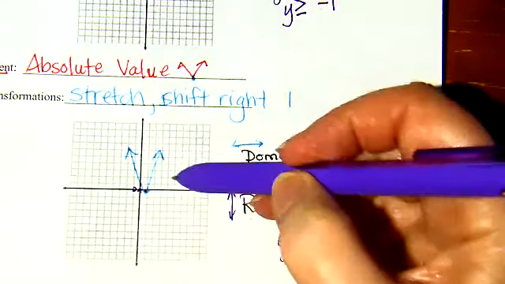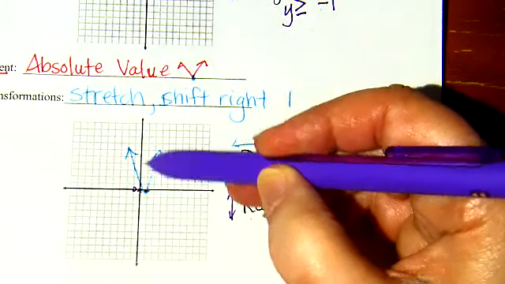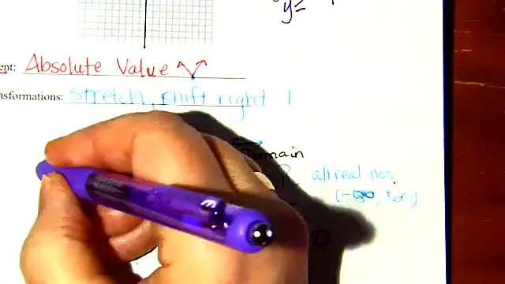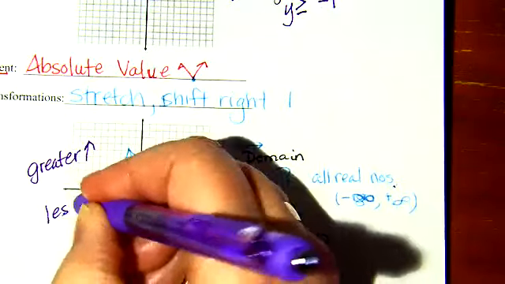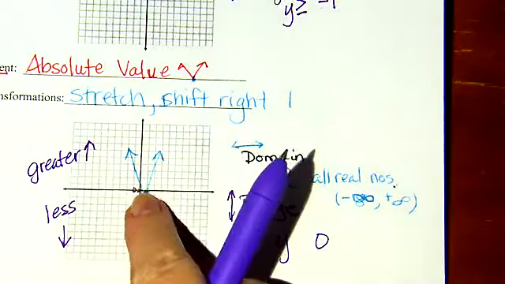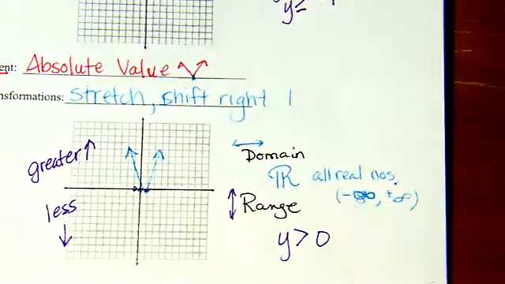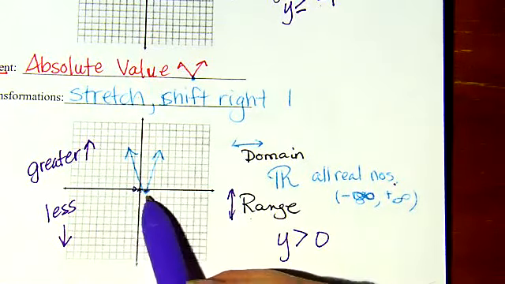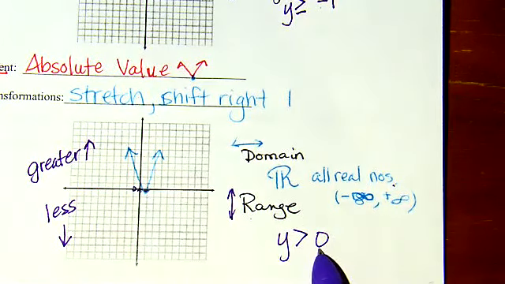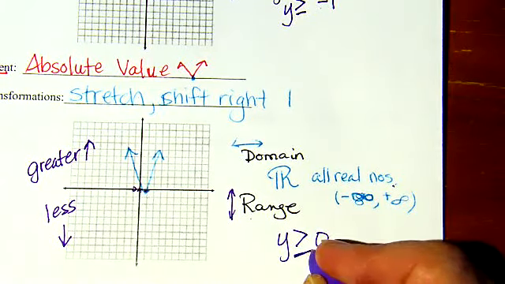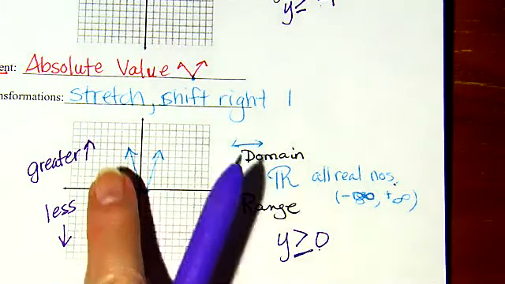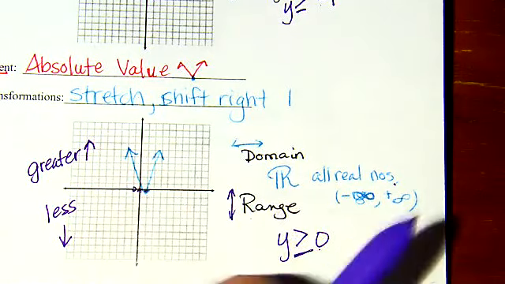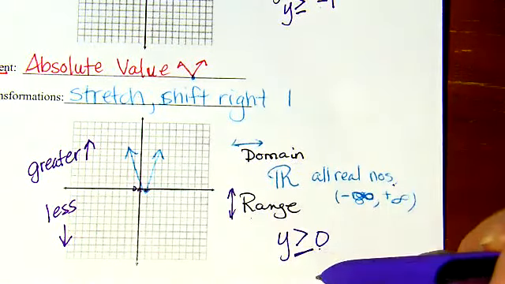Now from the 0, is it getting greater or less? Greater or less? So it's getting greater. One last thing I have to look at is, is the 0 included? And is that open or closed? So I'm going to close it, which means that the 0 is included. So this one has a domain of all real numbers, but the range is all numbers greater than or equal to 0.